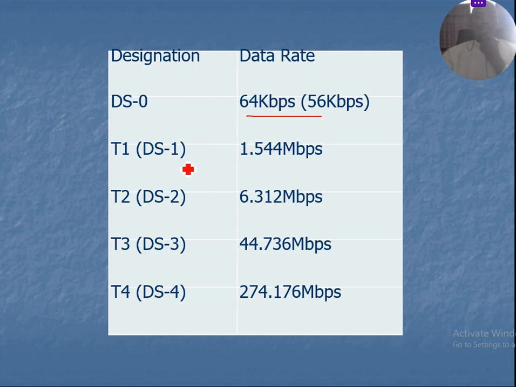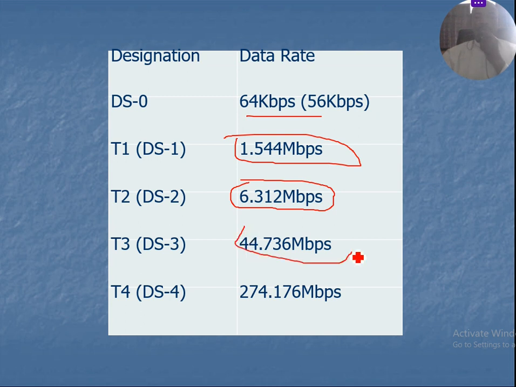Then for T1 or DS1, we use 1.544 megabit per second. T2 or DS2, we use 6.312 megabit per second. T3 or DS3, we use 44.736 megabit per second. T4 or DS4 is a very high-speed transfer rate of 274.176 megabit per second. Is that okay?